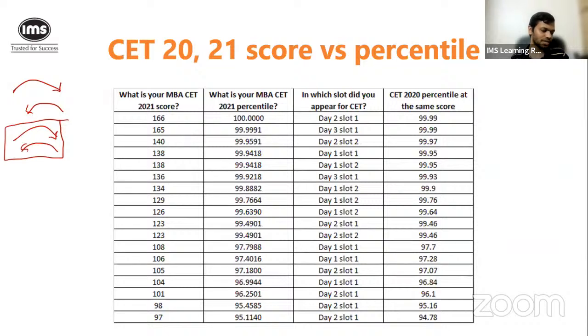Which book did I use? I didn't use any books per se. I relied mostly on the institute material and mocks. Because see, when you're taking 35-40 mocks, right, you're already looking at what, 7,000 questions, which is a huge number. So you don't really need a book.